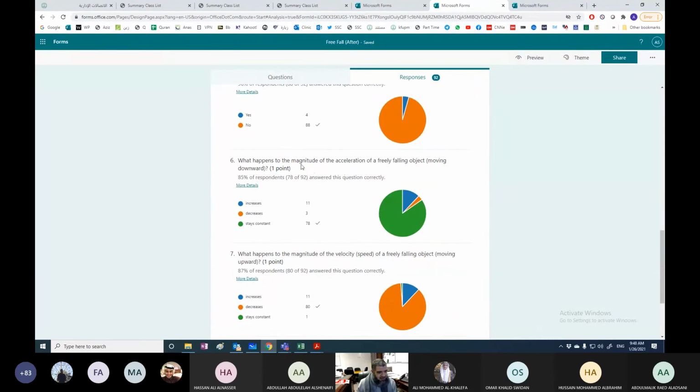Number 6. What happens to the magnitude of the acceleration of a freely falling object when it is moving downward? What will happen to it? It will stay constant. Acceleration is the same. How much is it? It is minus 9.8 meters per second squared.